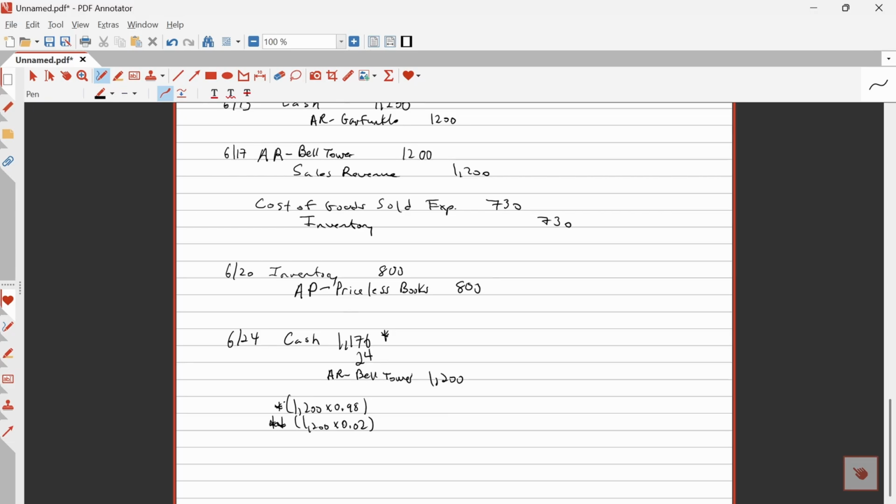We need another debit, obviously, in the journal entry to make sure debits equal credits. The only question is, what account do we debit? You would think you would debit sales revenue, right? To kind of reduce sales revenue.